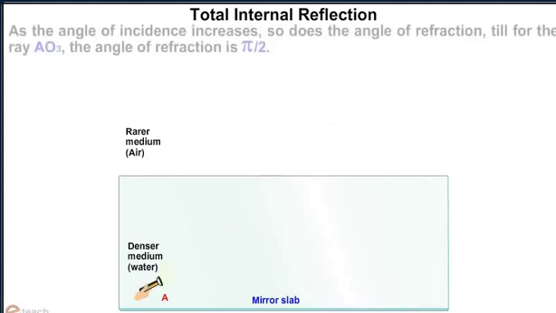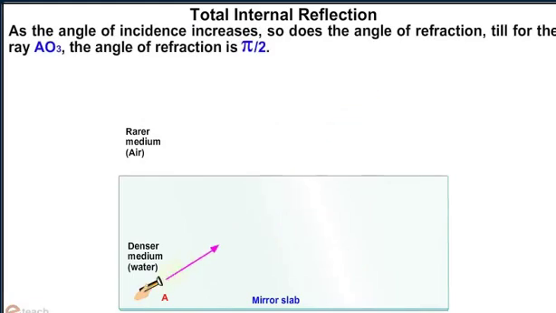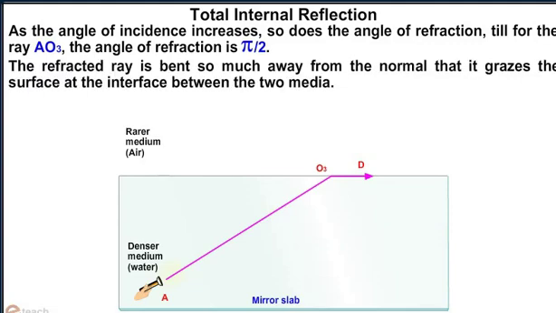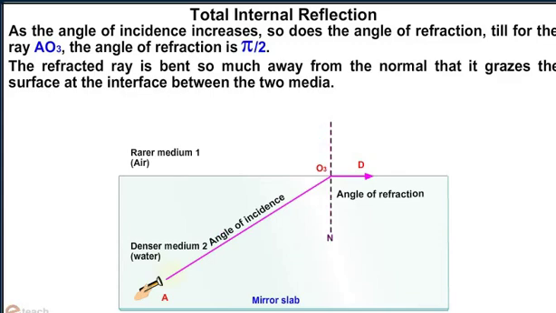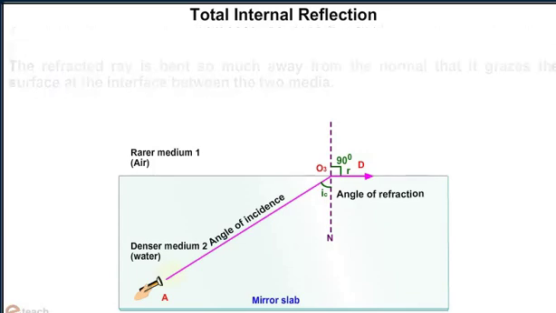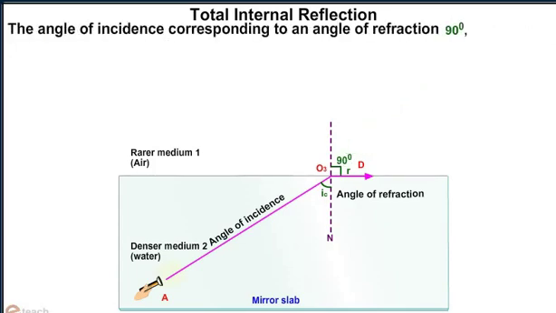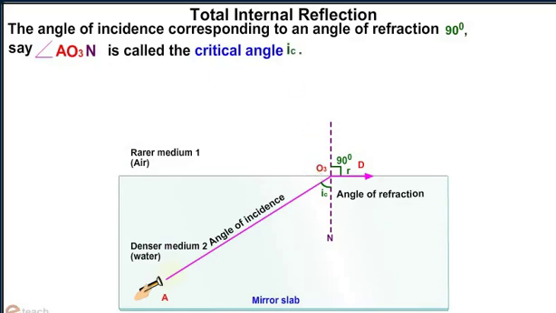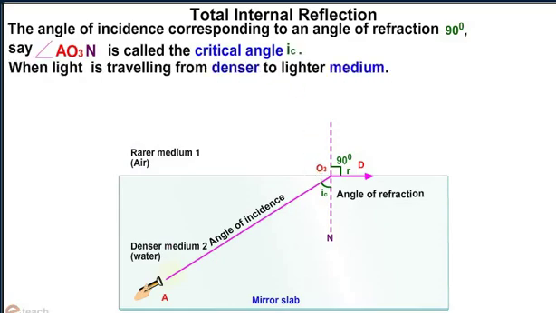As the angle of incidence increases, so does the angle of refraction, till for the ray AO3, the angle of refraction is pi/2. The refracted ray is bent so much away from the normal that it grazes the surface at the interface between the two media. The angle of incidence corresponding to an angle of refraction of 90 degrees, say angle AO3N, is called the critical angle, denoted by IC, when light is traveling from denser to lighter medium.